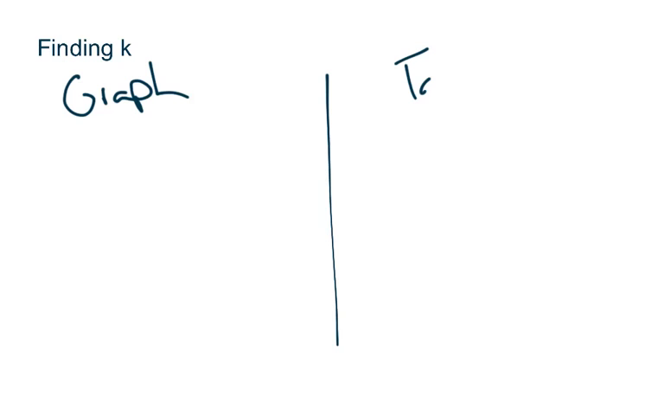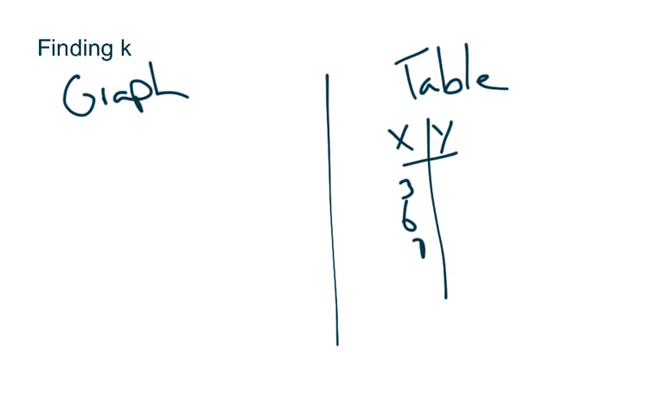Now, there's two ways this could happen. You could either have to do it from a graph, or you will have to do it from a table. Now, the table is the easier one, so let's start there. Let's say you have an xy table, and you're given a bunch of x values. So let's just say 3, 6, 9, 12. And then you have 15, 30, 45, and 60.